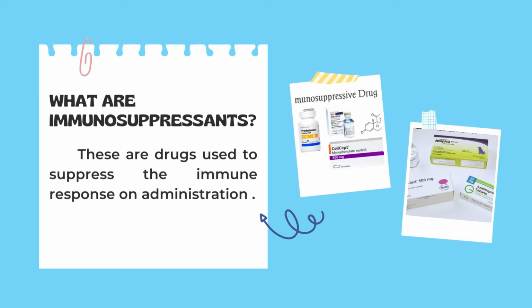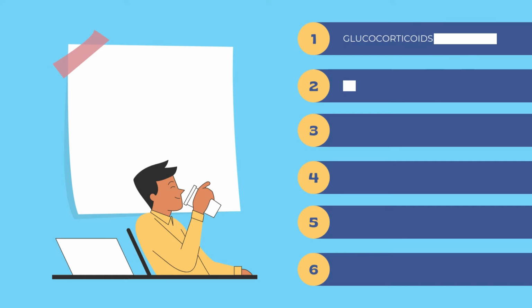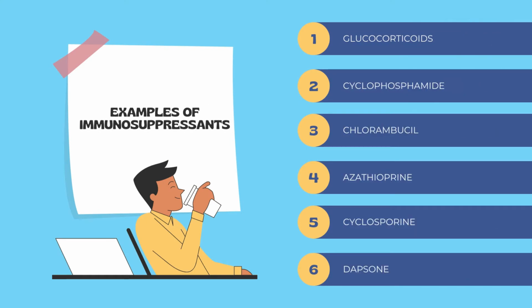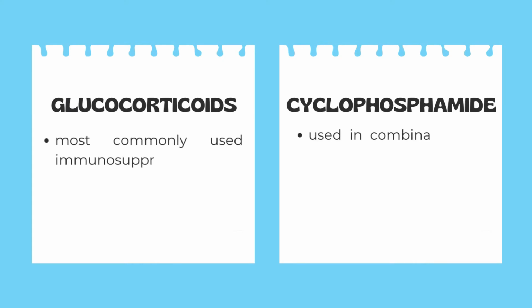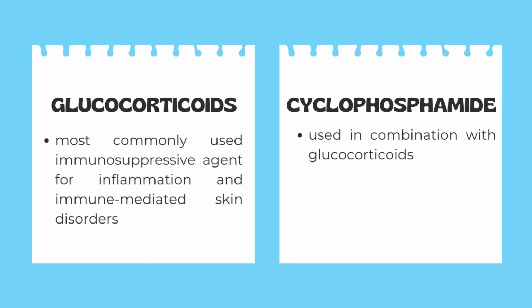They are also used for the treatment of autoimmune diseases. So these are the types of immunosuppressants and their clinical uses. First is glucocorticoids. They're the most commonly used immunosuppressive agents for the treatment of inflammation and immune-mediated skin disorders. Glucocorticoids interrupt inflammation by suppressing the proteins and the production or actions of inflammation-associated molecules that promote inflammation.